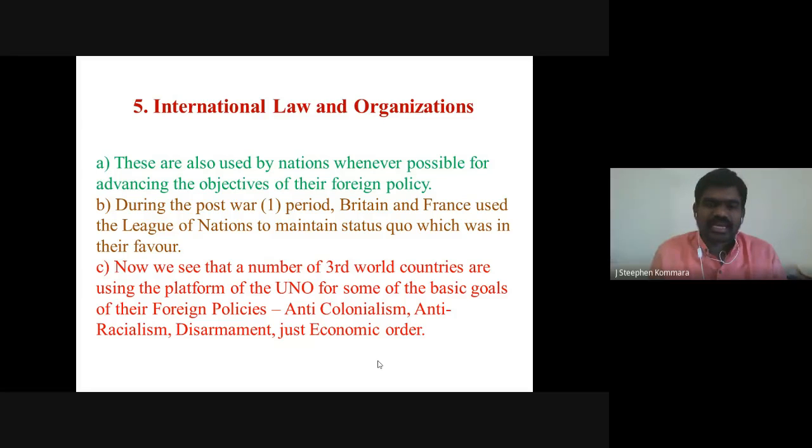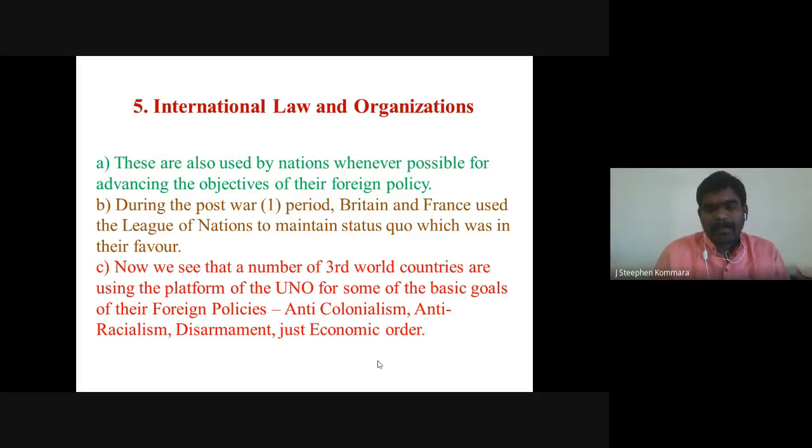So that is anti-colonialism. And anti-racialism, varna vivakshata. Some countries, white people, black people, landlords, poor people, peasants. So in some countries landlords and peasants, in some countries white people and black people, such evils are anti-social evils that exist in some countries. So the UNO and the third world countries wish to end anti-racialism and disarmament.